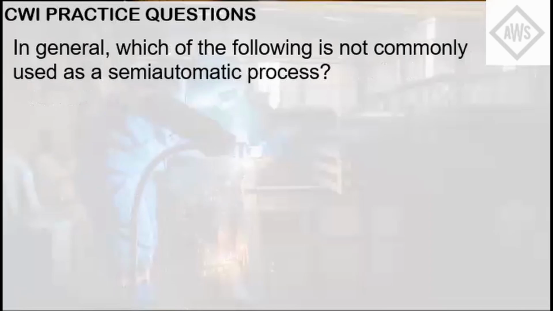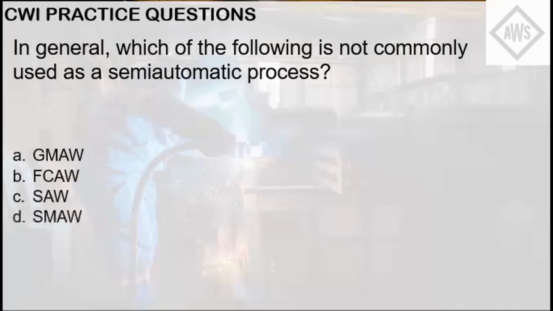In general, which of the following is not commonly used as a semi-automatic process? A. GMAW, B. FCAW, C. SAW, D. SMAW. So letters A, B, and C use an automatic process of feeding the filler metal or the wire into the gun of the welding machine. So that goes for MIG welding, for GMAW, for FCAW that goes as well. And of course, SAW can be an automatic process because of the automatic feeding of the electrode or the wire into the gun or into the welding machine.